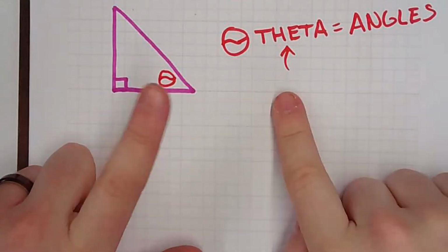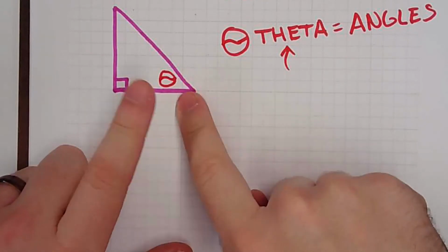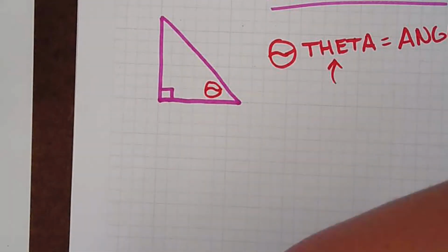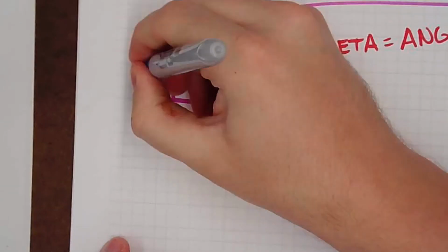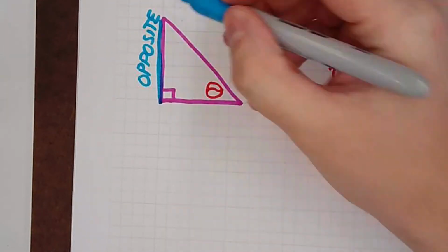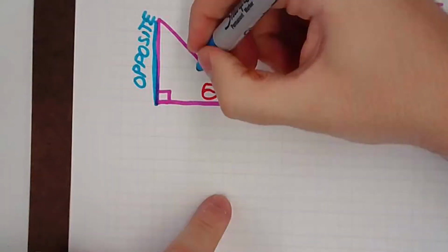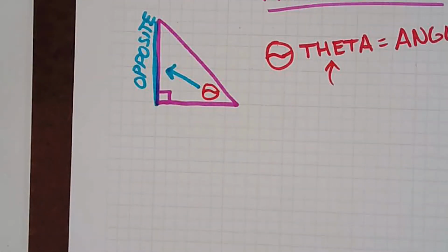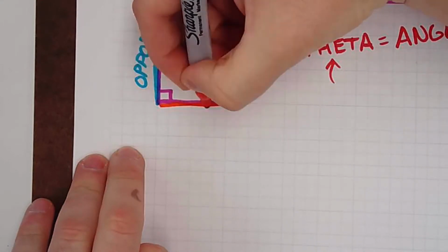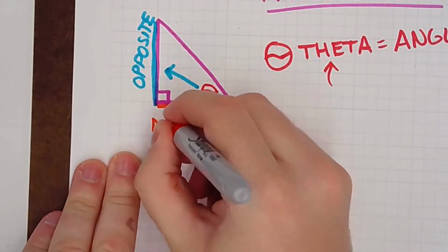Anyway, so here we are. Theta talks about the angle. What's cool is that this angle right here opens up to this side. So we're going to call that side the opposite side of this angle. Opposite. Is everybody cool with that? This side right here is the opposite side of this angle. All right, so that's the opposite side. We're going to call this side right here the adjacent side. Adjacent.